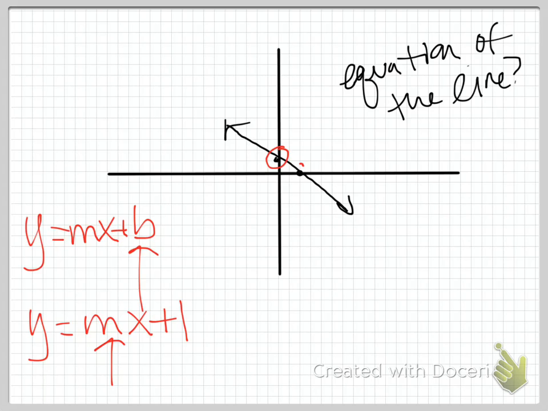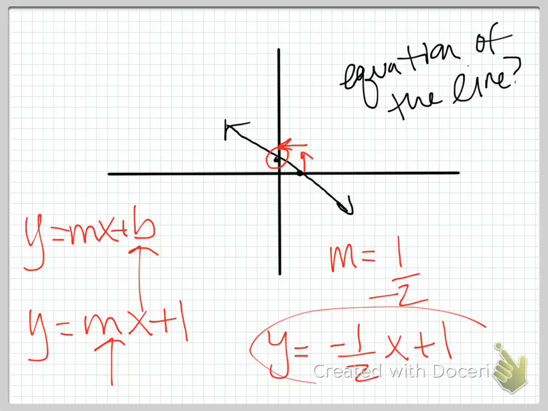So if I'm going from this point to this point, I am going up 1. So going up is positive, and I'm going left 2. Since I'm going left, it's negative, so that means my slope is negative 1/2. So my equation now is y equals negative 1/2 x plus 1. So you just find your y-intercept, and then you find your slope from one point to the next point.